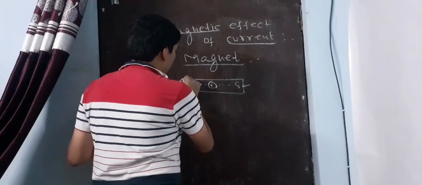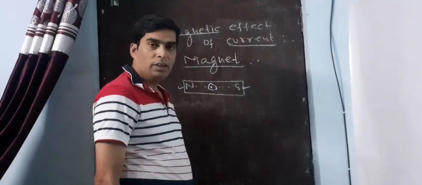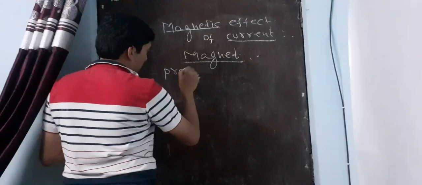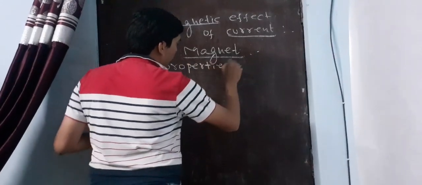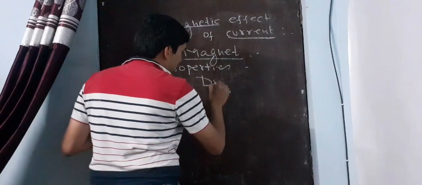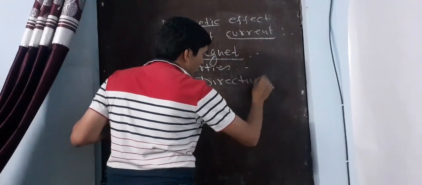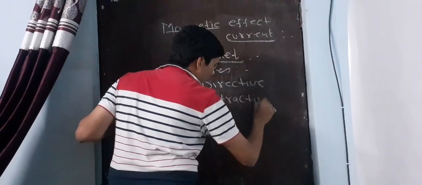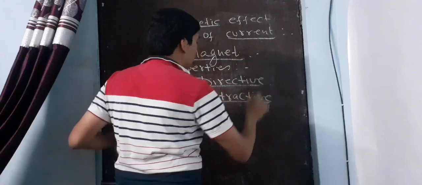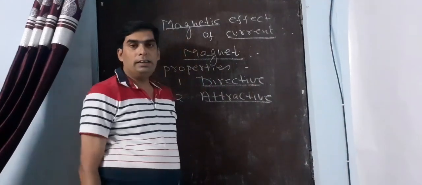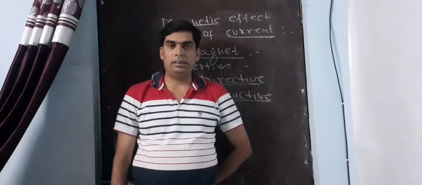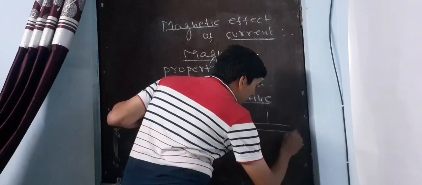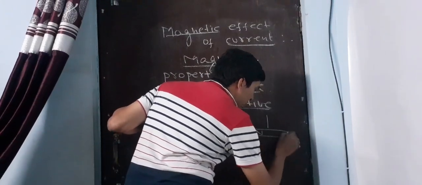So we'll move to the next topic, that is the properties of a magnet. A magnet has two types of property. One is directive property and another is attractive property. Directive property: a freely suspended magnet always points in the north and south direction. So if we hang a magnet, it will point in the north to south direction.